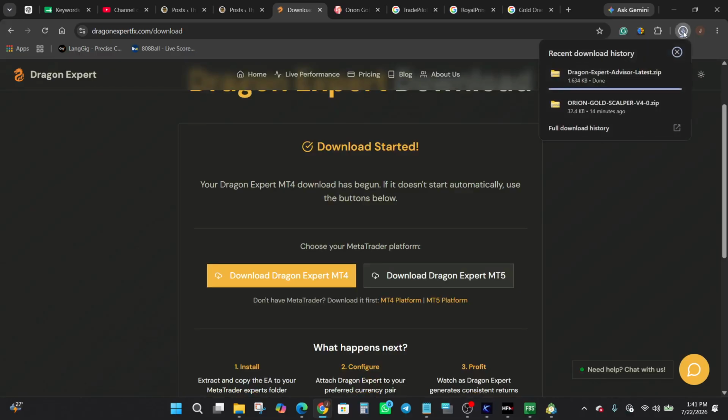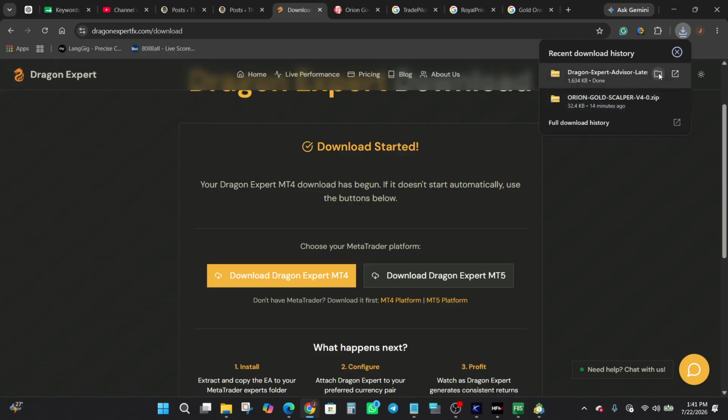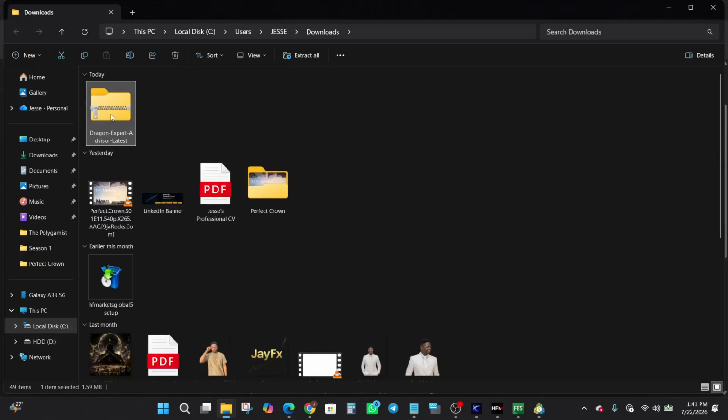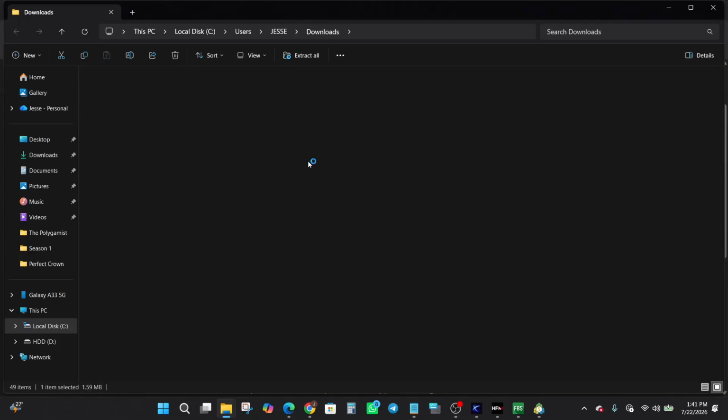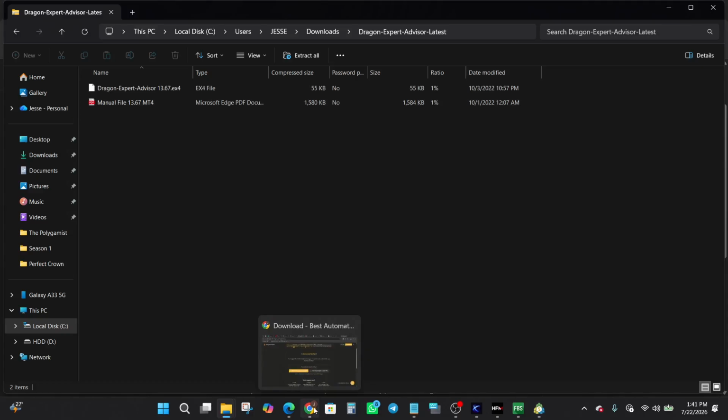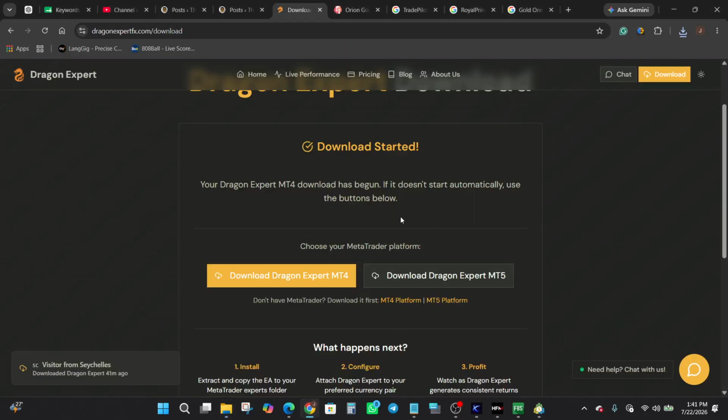So as you can see, I just click the download button and here we go. So you can see I just downloaded the file, the Dragon Expert file that is for MT4, and here let's try downloading the MT5 file.